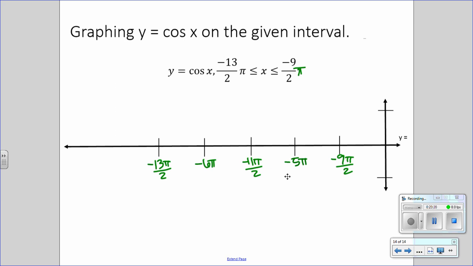Going back to our attributes for cosine, we do know that the fractional ones for your quadrantals are your zeros. So I can already plot those 3 right away. Your whole numbers give you your max and your min. Even ones give you a maximum. Odd ones give you a minimum, again, because your evens are coterminal with 0 or 2 pi. Your odds are coterminal with 1 pi. And we're going to graph it. And it should look like this.